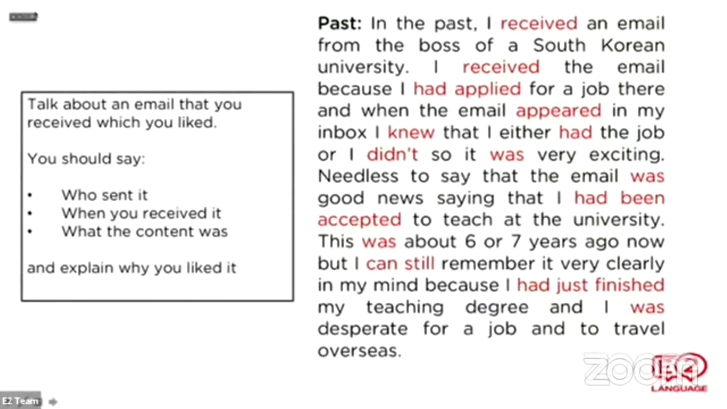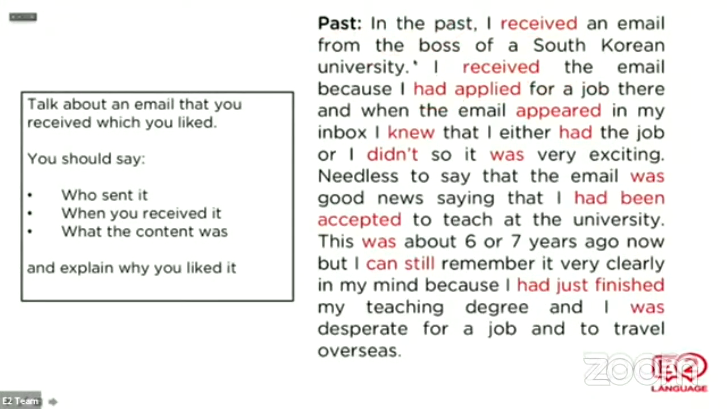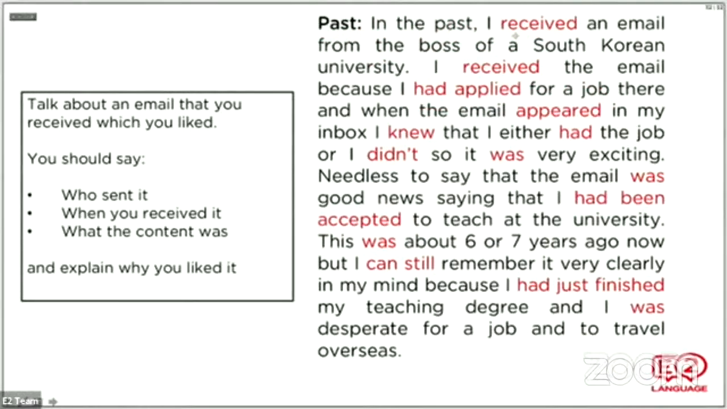So, what have I done here? I've told a past story and I've triggered my mind to use past tense verbs and told a past tense story by using this phrase here, in the past. And why is this good? Because look at my verb tenses. Received, had applied, past perfect, appeared, knew, had, didn't, was, had been accepted. I've used a range of past tense verbs. Simple past, what else is in there? Past perfect, I've used some negatives, some passives, and I've told a past story.